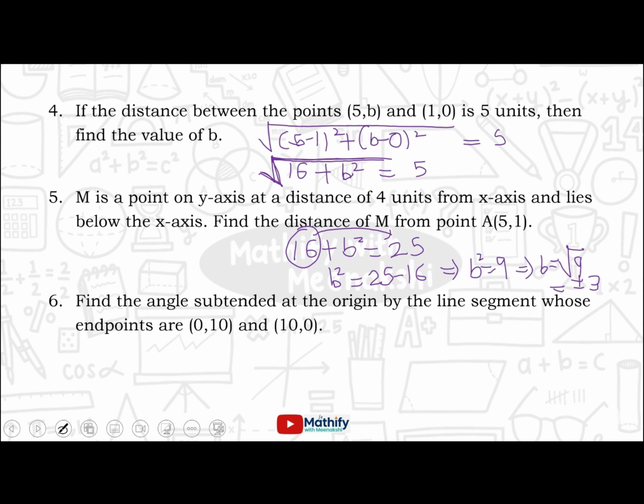Coordinate can be negative. If it's a distance, distance can't be negative, but b is a coordinate, so that can be negative. So you will write both the answers, plus minus 3.